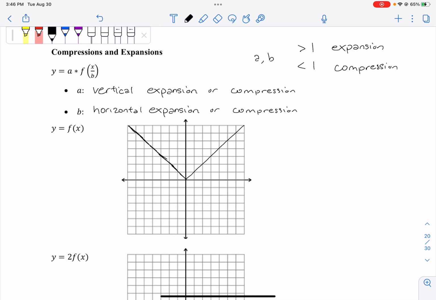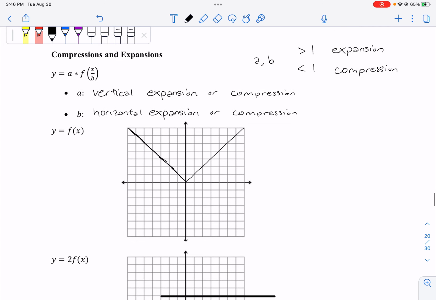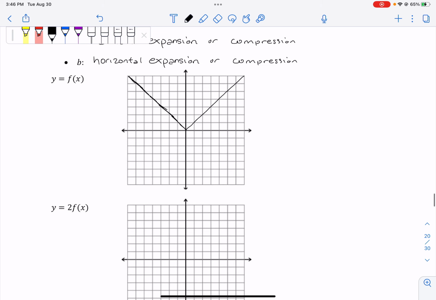So if this is our original function, we have nothing inside the f of x, and we only have something outside, and it's multiplied, so we know that it has to do with a vertical stretch or compression. Because 2 is clearly bigger than 1, that means we're expanding. And what that actually is just that every y value we are doubling. So we're stretching it up. Now these are the original points here. We're going to multiply every single y value by 2.